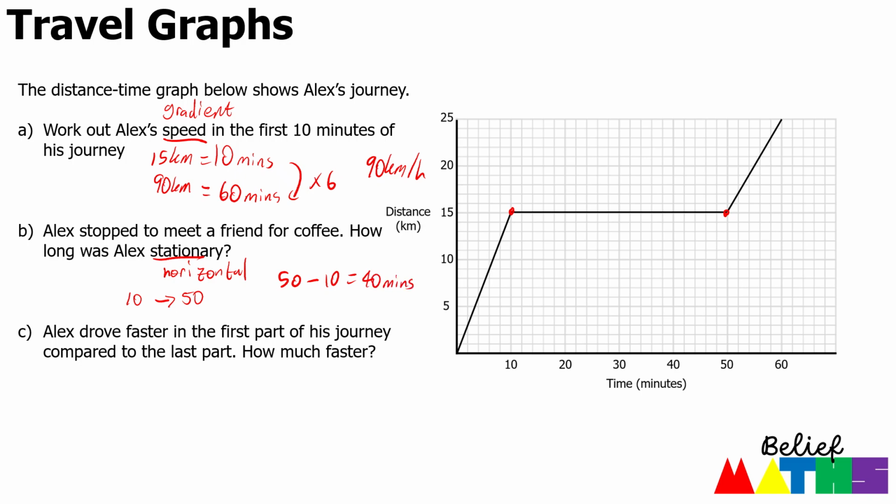And then finally it says he drove faster in the first part of the journey compared to the last. How much faster? So again, we're going to find the speed for the final part, and we're going to do that in the same way. Well, we can see he's travelled for 10 minutes and he's gone 10 kilometers, so 10 kilometers in 10 minutes. So therefore, in the same sense, 60 minutes is 60 kilometers. And then we had 90 kilometers per hour in the first part, 60 in the second part, so we end up at 30 kilometers per hour faster.